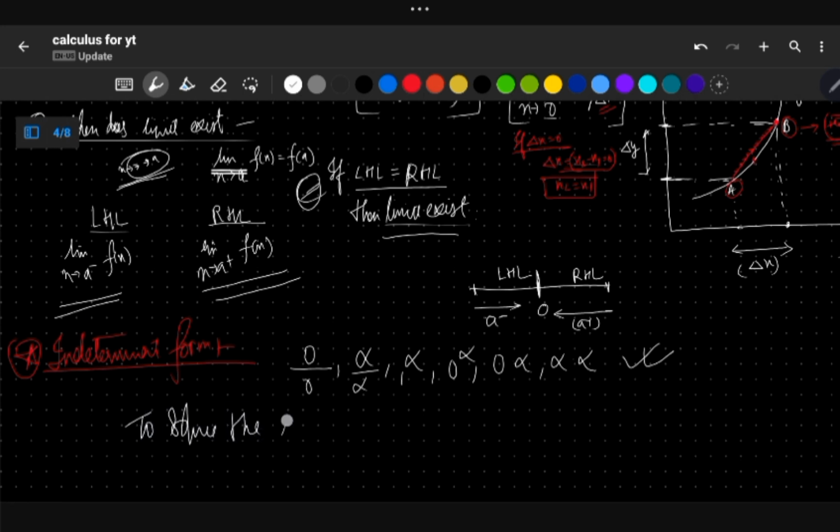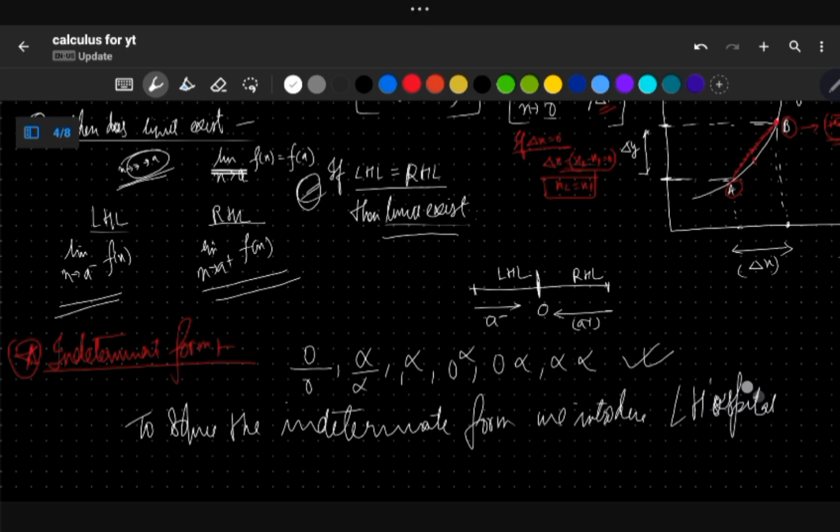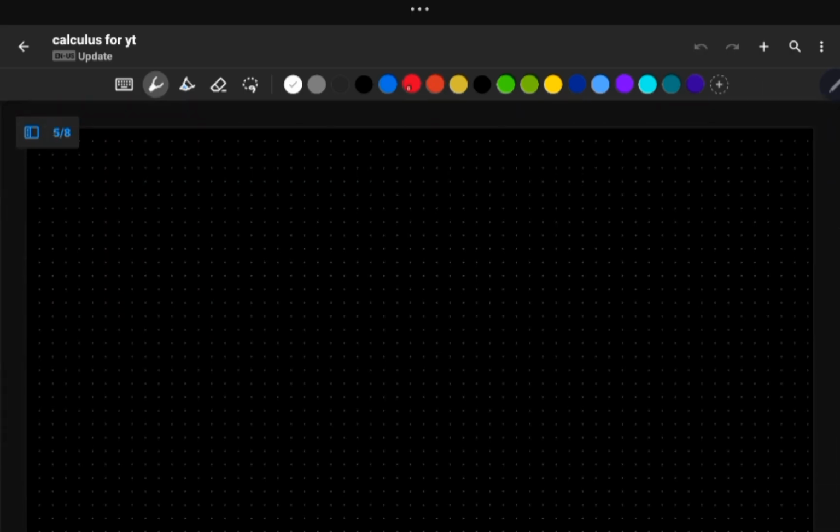To solve the indeterminate form, we introduce the L'Hospital rule. So what is L'Hospital rule?